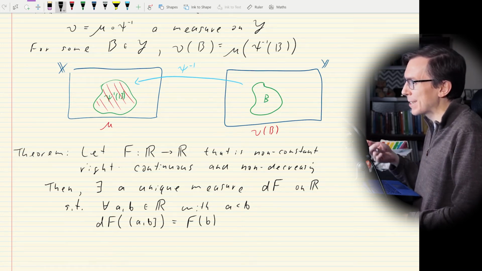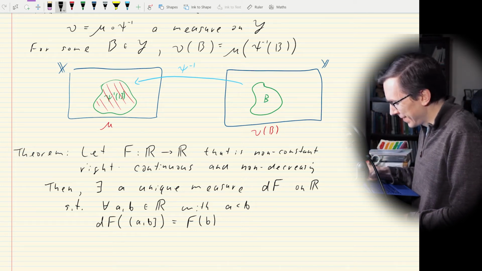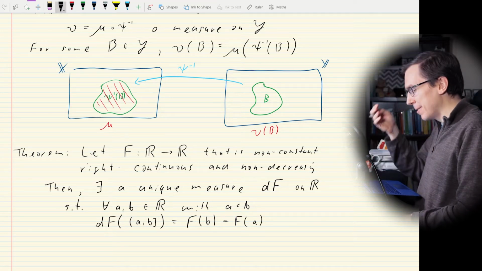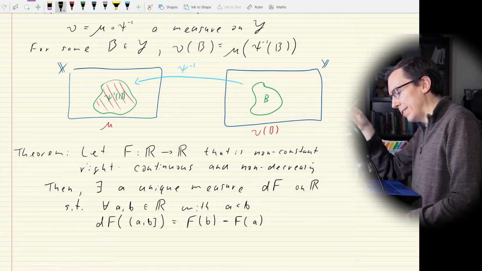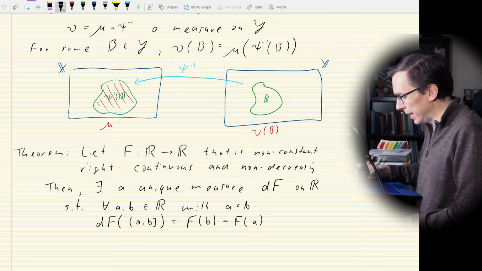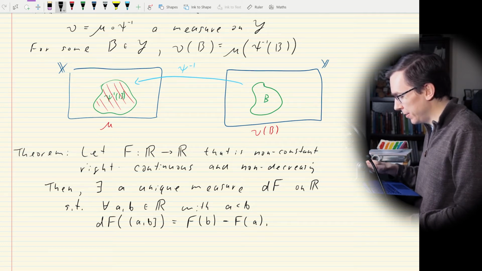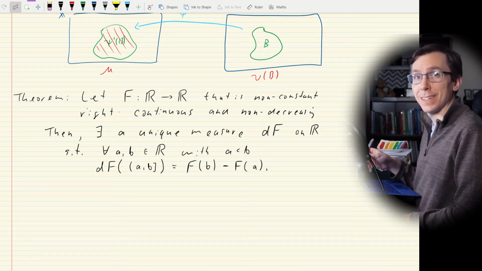Doesn't matter, so you can change the endpoints from open to closed, measure 0, assuming, I guess, that this measure doesn't have any point masses or atoms. So, okay, we can't actually change it yet, but nevertheless, the measure dF, our Lebesgue-Stieltjes measure, is going to be defined as F(b) minus F(a). Okay, so that's pretty cool. And the claim is that it is unique. It's a measure and it's unique. So, let's prove it.